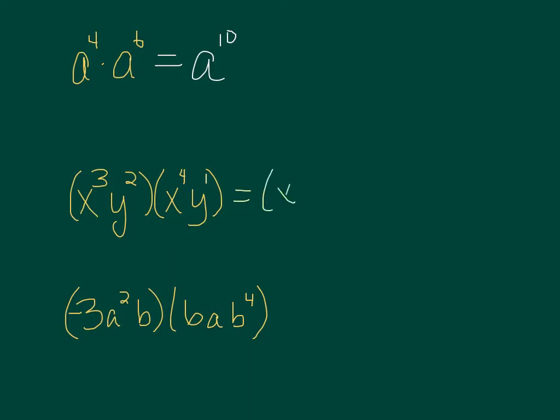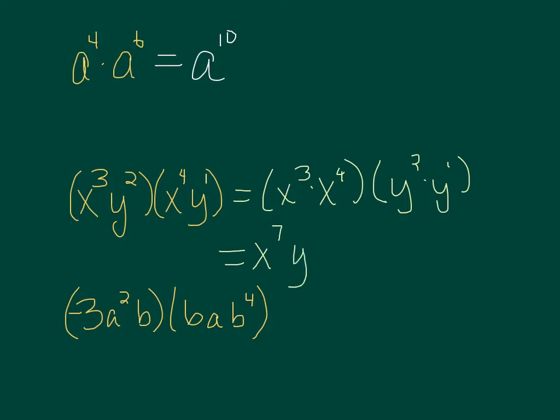So I have x to the third times x to the fourth, and then I'm going to group my y's. Y to the second times y to the first. So now I have x to the third times x to the fourth, which is x to the seventh, because 3 plus 4 is 7. And then I have y to the second times y to the first. 2 plus 1 is 3. So my answer is x to the 7th, y to the 3rd.